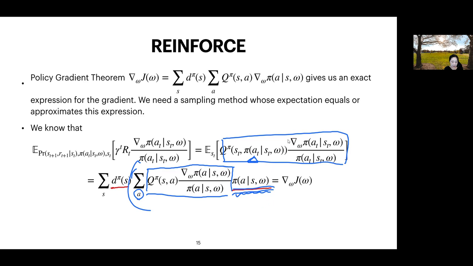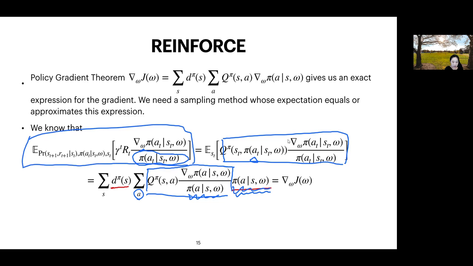So what is really nice, you can see now, is that with this expectation, this will be canceled out, okay? And probably this will motivate why we have this strange term to start with. Why do we divide by pi, okay? The reason is really we wanted to make sure that this thing in expectation is just the gradient of the J omega, okay?